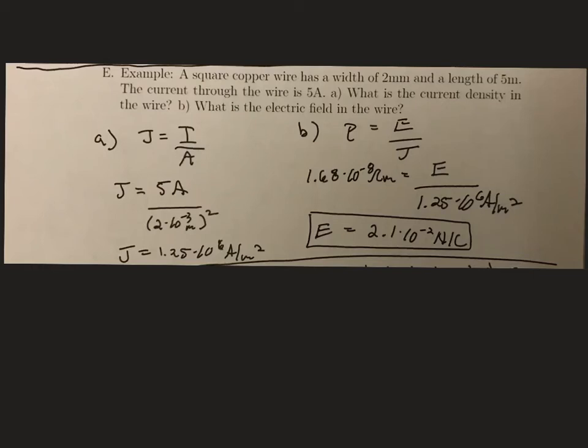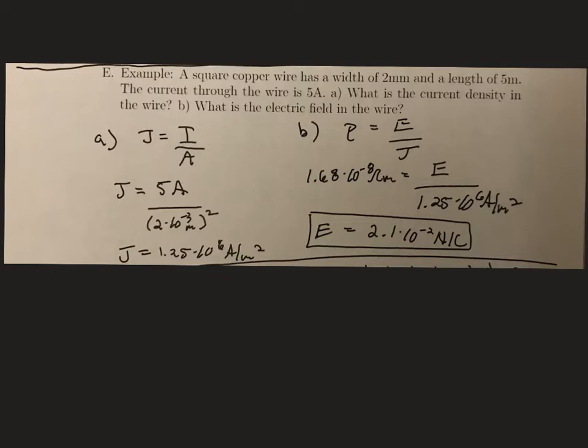Alright, so in this video we have an example where we have a square wire that has a width of 2 millimeters and a length of 5 meters. The current through the wire is 5 amps. You want to know what the current density of the wire is and what the electric field on the wire is.